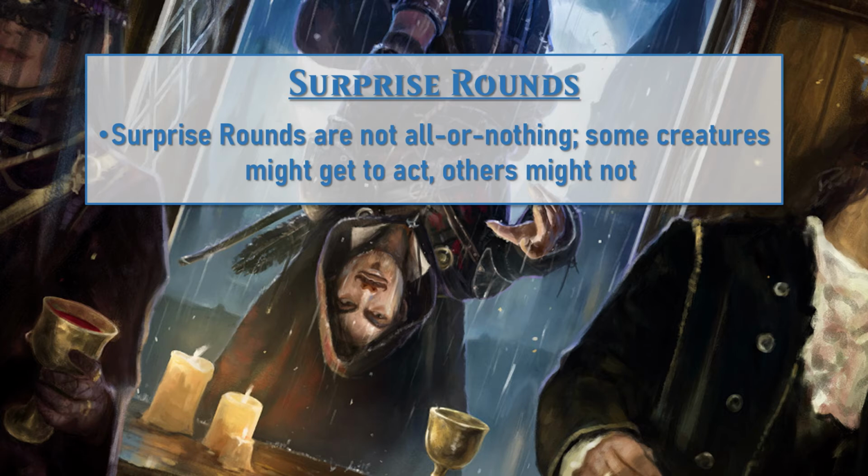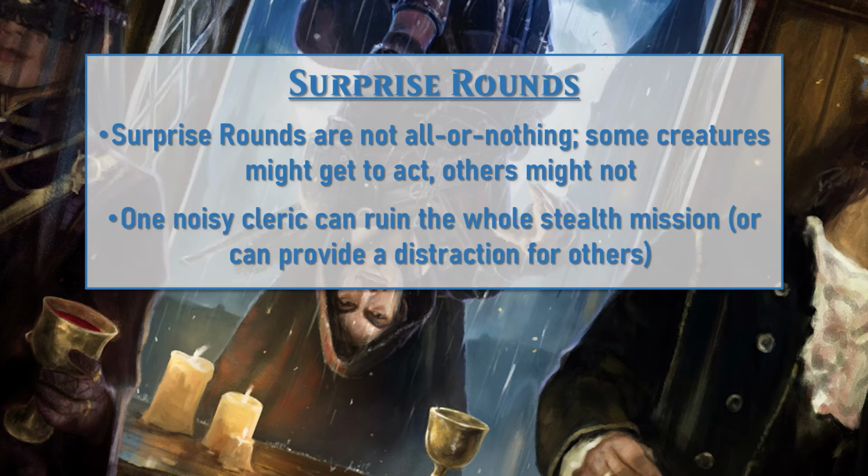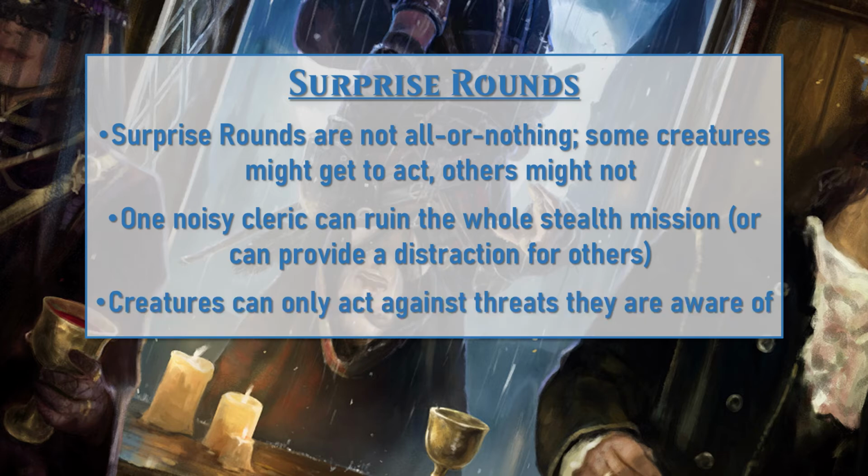This means even if one character's stealth check fails to beat the passive perception of the creature in question, or a character chooses to approach openly while other characters are sneaking around, that character has noticed a threat and can therefore act in the surprise round, although they can still only act against threats that they are aware of.